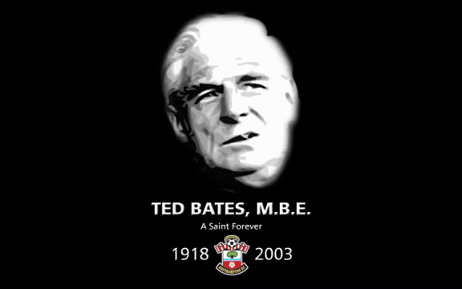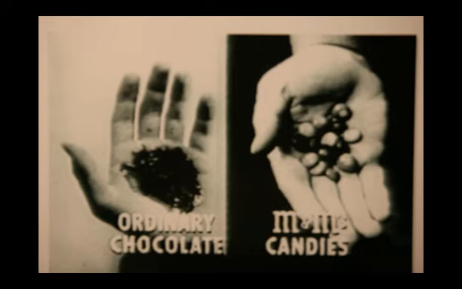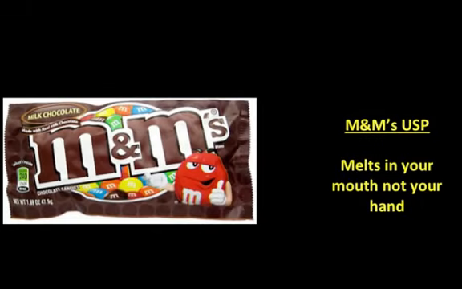The campaign Ted Bates Advertising came up with was, "M&M's melts in your mouth, not your hand." The USP is that your hands do not become messy when eating M&M's in the summer. It may seem like a small, relatively unimportant difference today, but it was a major discriminator between M&M's and other candies. M&M's has become a very successful candy brand, as you know.